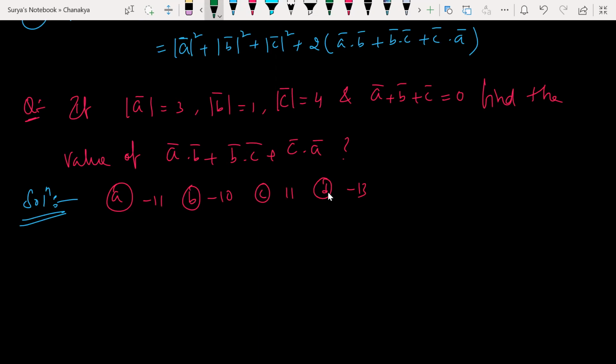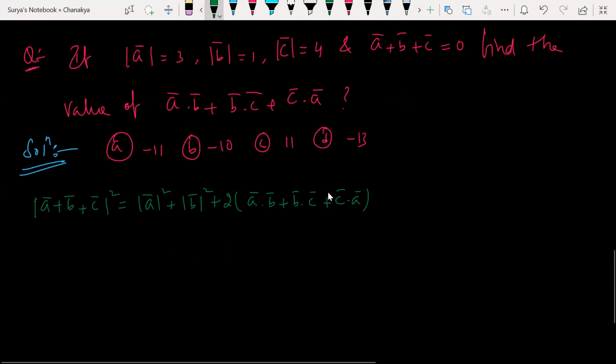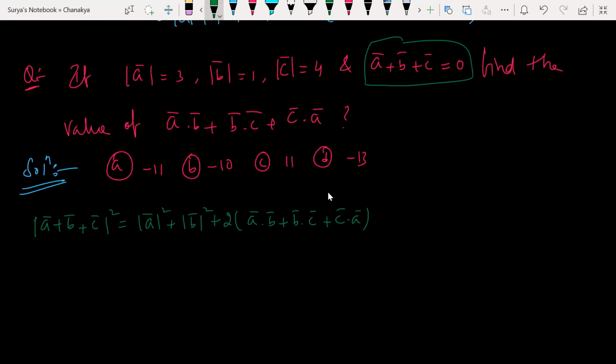So how can I find it out, guys? How can I find this? Very simple, yeah, very simple. Look at this. Let me teach you this. What is the formula we had? Whole square is nothing but what? Magnitude of a square plus magnitude of b square plus 2 times of a dot b plus b dot c plus c dot a. Isn't it? Now he has given what? A plus b plus c is equal to 0 given. Look at this. So substitute here 0 square. Isn't it? So now this fully becomes equal to 0.